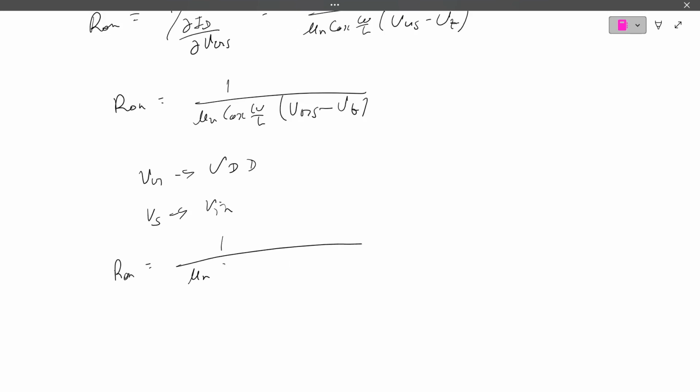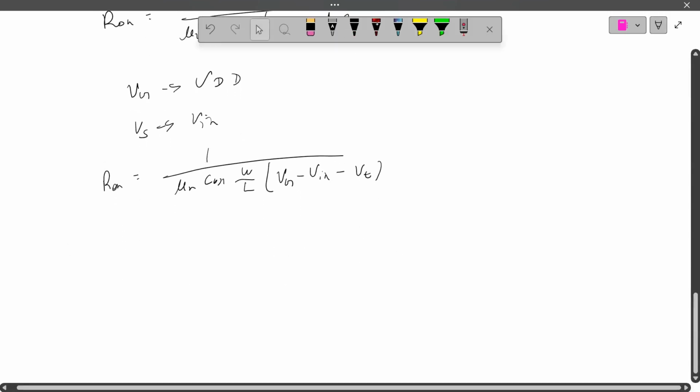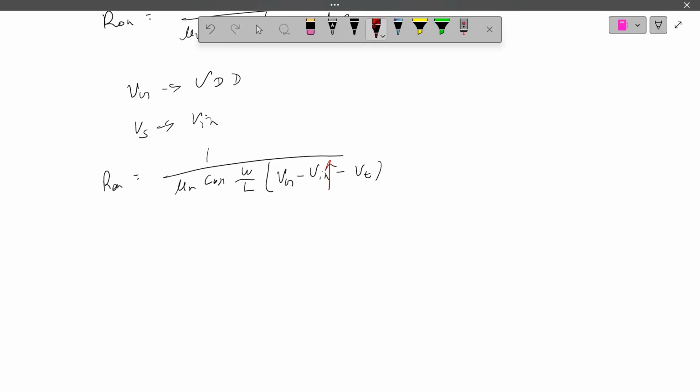Okay, so what kind of equation do we get? Like Vg minus Vn minus Vt, like this. I'm going to explain further: if we increase the Vn, this denominator part will decrease. Got it? What I'm trying to say is, if you increase the Vn, definitely, since it is Vg minus Vn, the overall denominator part will decrease. So the Ron will increase. Got it? If you increase the Vn, Ron will increase.